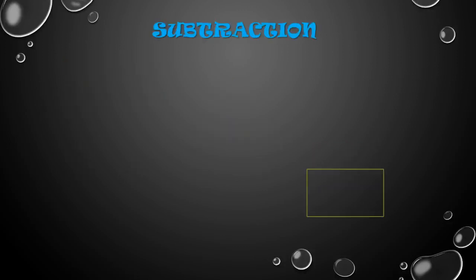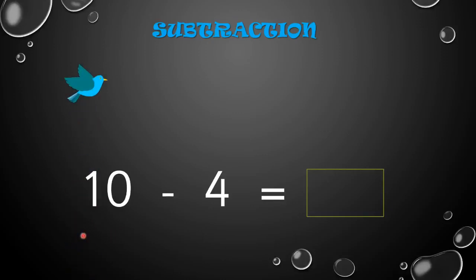Now let's begin with the next one. What is here? Now here it is a subtraction. What does subtraction mean? What is the sign for subtraction? Minus. So first let's see the sum. What is the sum? 10 minus 4. So minus means you will take away 4 objects. Now let's see what is the object here. So let's begin. Oh, here is a bird.